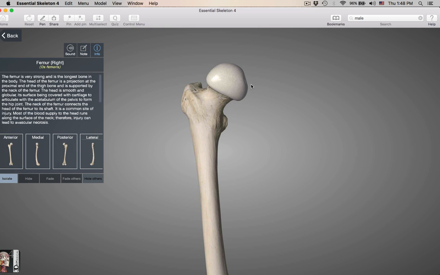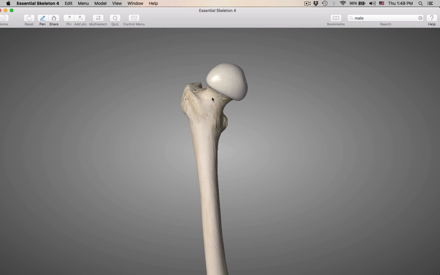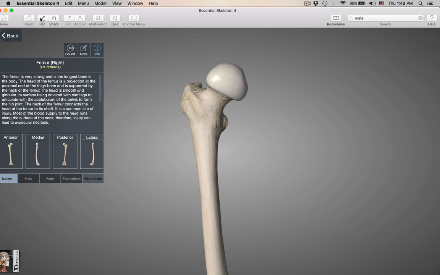And then we come to the neck. This is the neck. Head, neck. Now the neck is important because it's the weakest part of the femur, and when you hear about it, it's usually little old ladies with osteoporosis, they fall and break their hip. What they're actually breaking is the neck of the femur. The neck of the femur.